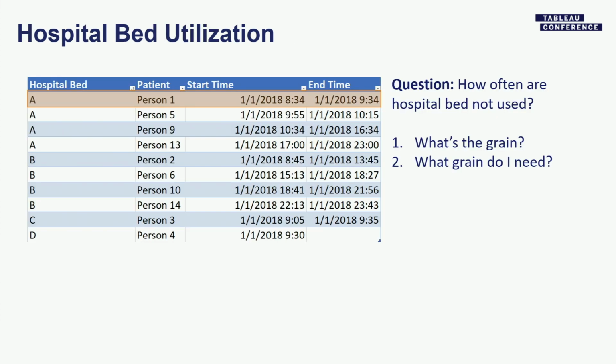Okay, so let's go back to the question we started with, the hospital bed utilization problem. So what does a row in this data set mean? This is just a bed stay. How long somebody stayed in a given bed. We had to be HIPAA compliant, so it's all person one, person two. This is all generated data. But the grain of this data is a bed stay.